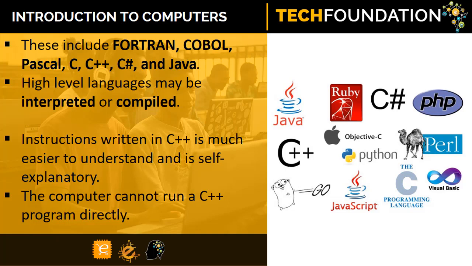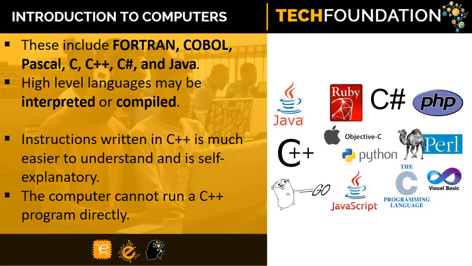Now, high-level languages may be interpreted or compiled. A language is said to be interpreted if it executes instructions directly and freely without first compiling it into the machine code. Compiled languages are generally faster than interpreted languages. Instructions written in C++, for instance, are much easier to understand and are self-explanatory.